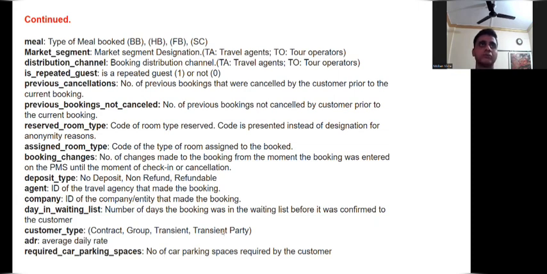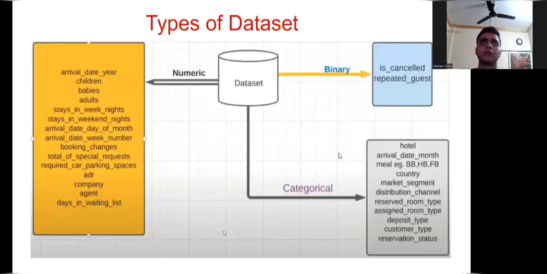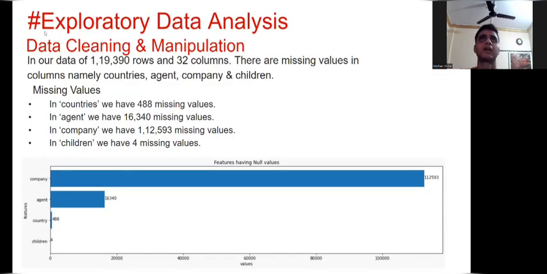Okay, so next we'll come to what the data types are. The data set contains numeric, binary and categorical data. For numeric data, there are a large number of features which contain numerical data. Binary are fewer and categorical are also in good quantity. So we will start with exploratory data analysis.